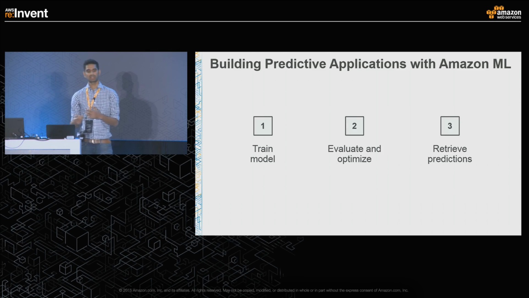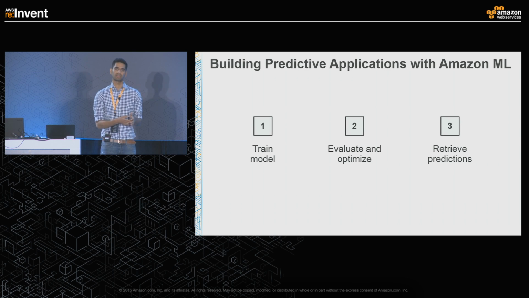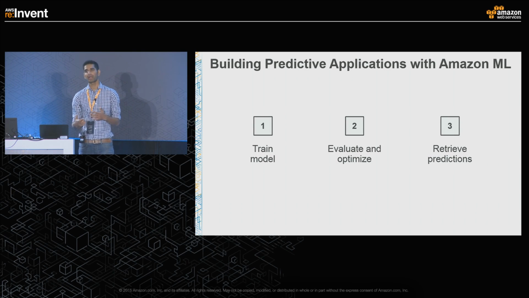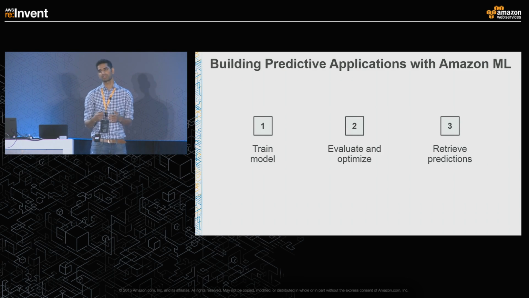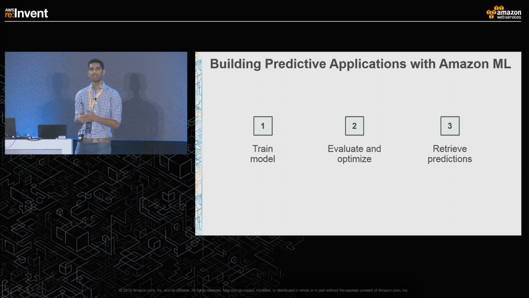So building predictive applications with Amazon Machine Learning involves three primary stages. The first one is you train your model: you expose all of your data to the machine learning service, and it tries to find patterns in the data. The second thing is you evaluate and optimize your model. You see if the model is really working well for the particular use case that you are trying to solve. And the third one is you retrieve predictions. In retrieving predictions, there are two options here. You can retrieve predictions both in real time or in batch mode, based on the need that you currently have.